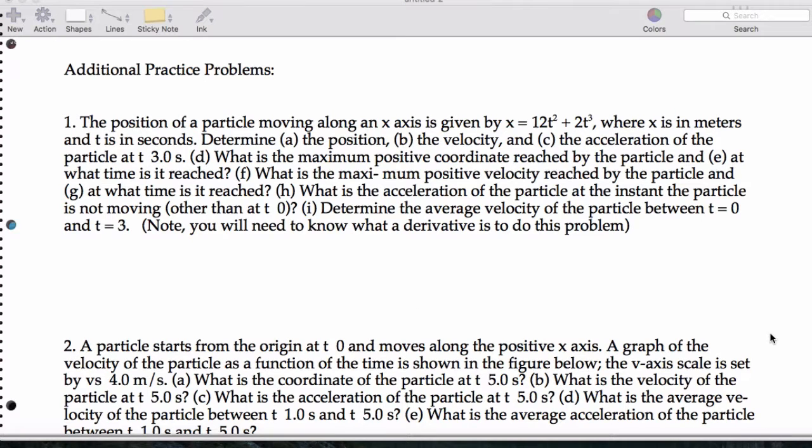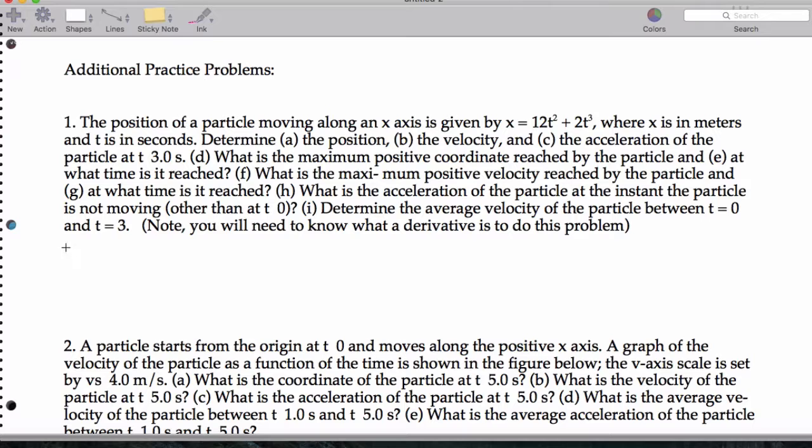All right, additional problems. Here we go. So let's get the velocity, position, and acceleration of the particle at 3 seconds. And this is in fact all calculus, so let's just jump in.